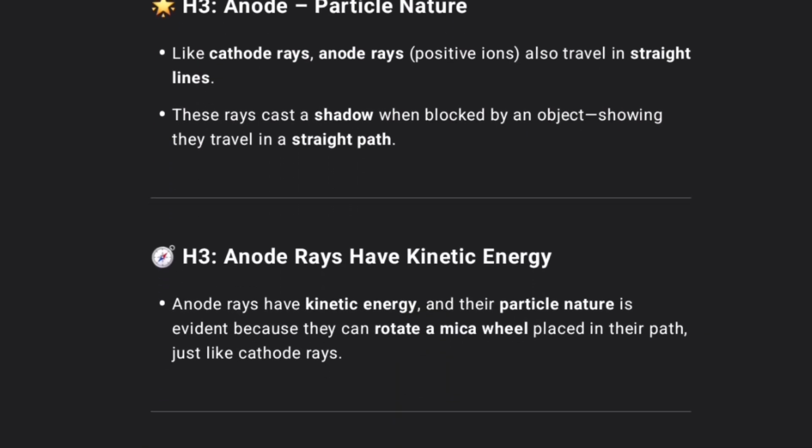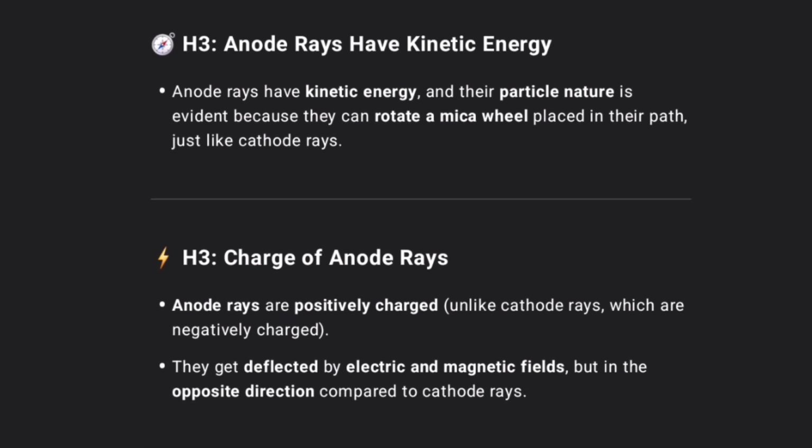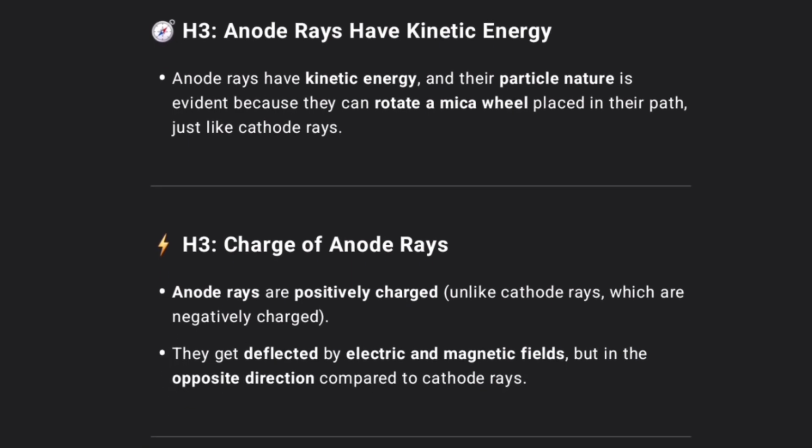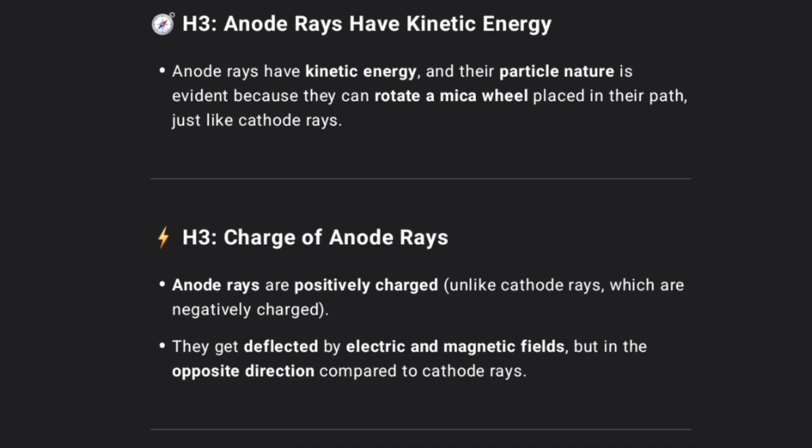Anode rays have kinetic energy. Their particle nature is evident because they can rotate a mica wheel placed in their path, just like cathode rays.